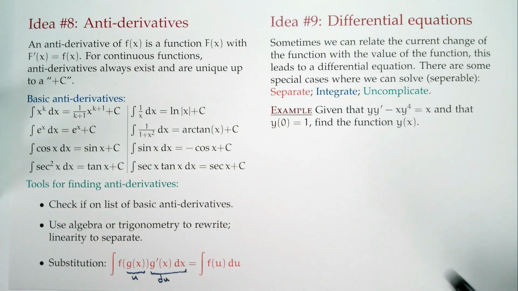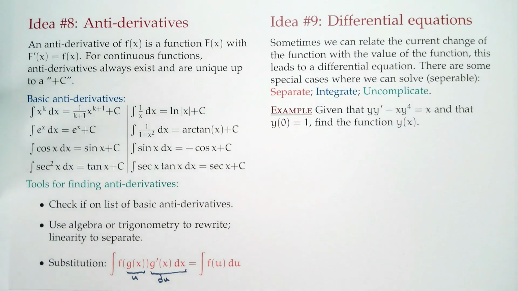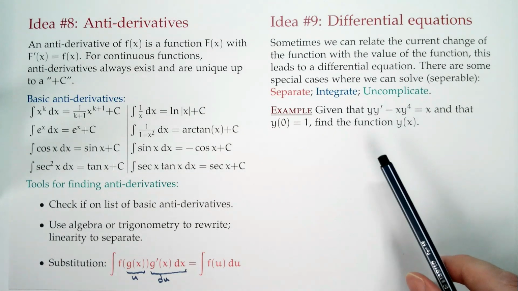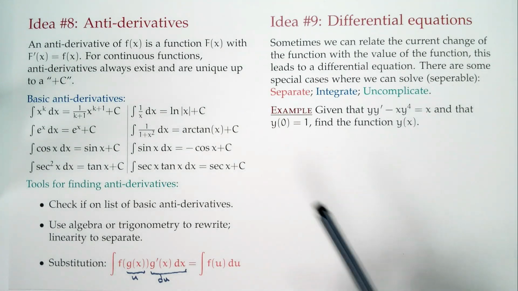And here's the process. 3 steps. Separate, integrate, uncomplicate. So you just remember, 8, 8, 8. Separate, integrate, uncomplicate. All right, so let's do an example. Given that y times y prime minus x y to the fourth is x, and that y of 0 is 1, find the function y of x.